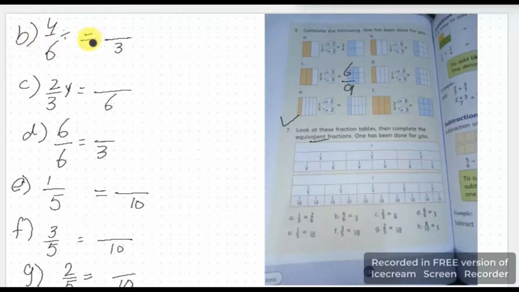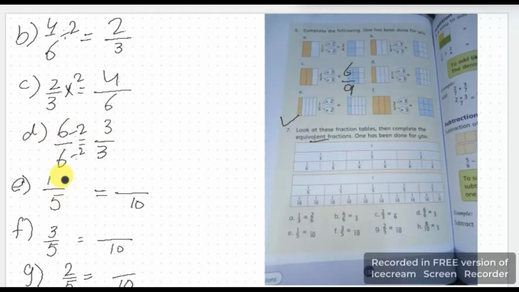4 by 6 is equal to dash by 3. So we divide. This is a greater number and this is a smaller number. We move greater to smaller, so we divide. 2 2s are 4. Now in question number C, this is a smaller number and this is a greater number. We move smaller to greater. Then we multiply by 2. 2 2s are 4. In question number D, this is a greater number and this is a smaller number. So we divide by 2. If we divide by 2, 2 3s are 6.